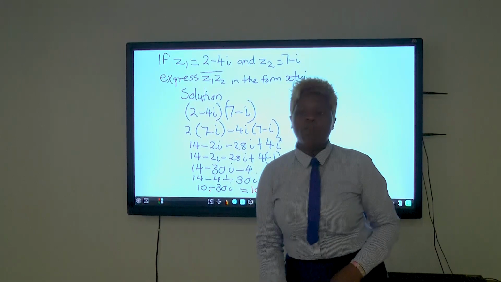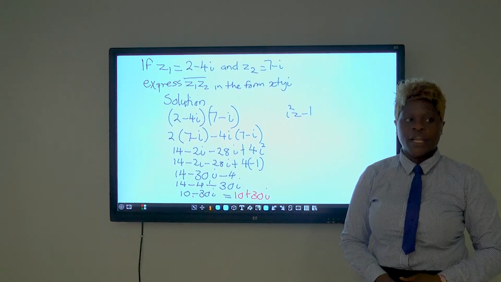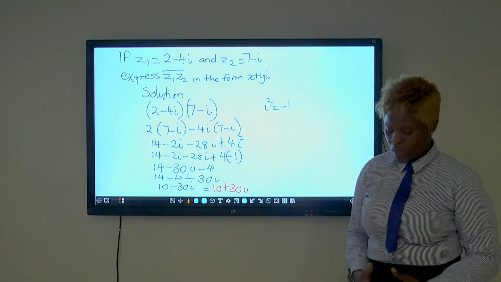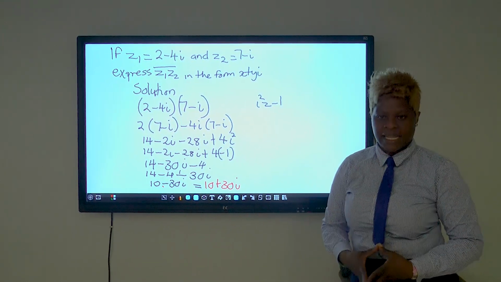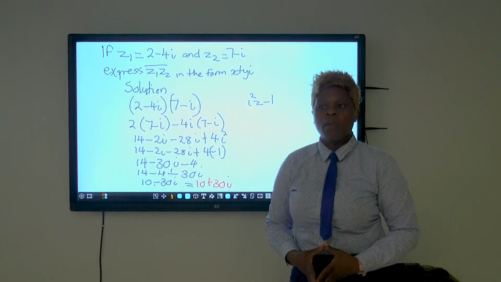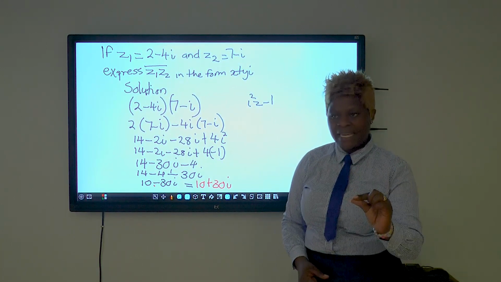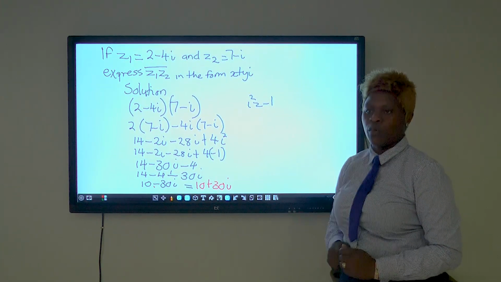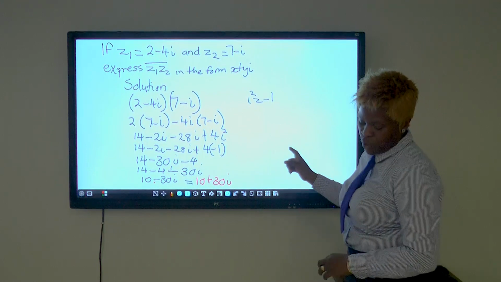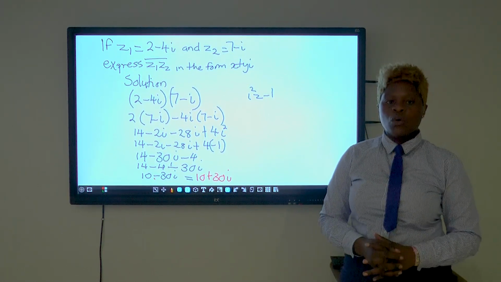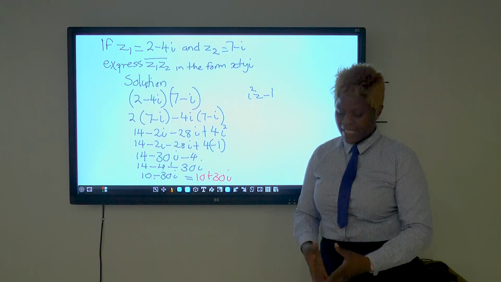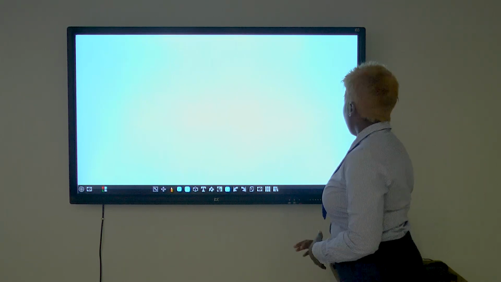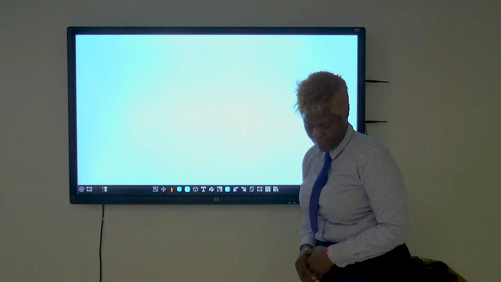Alright, let's move on to division of complex numbers. How do we divide? When dividing complex numbers, you have to multiply the numerator and the denominator by the conjugate of the denominator. This method is similar to that of rationalizing surds. Okay, I'll write another example for how we divide.